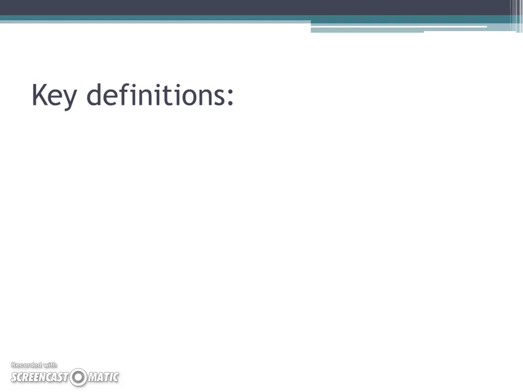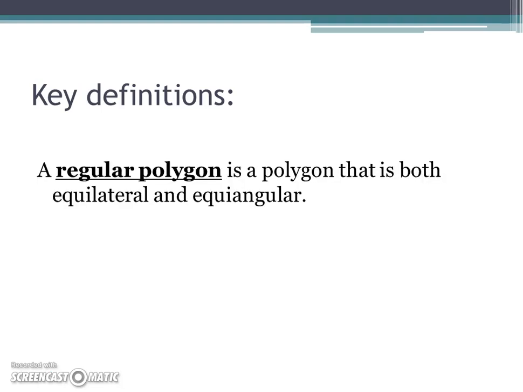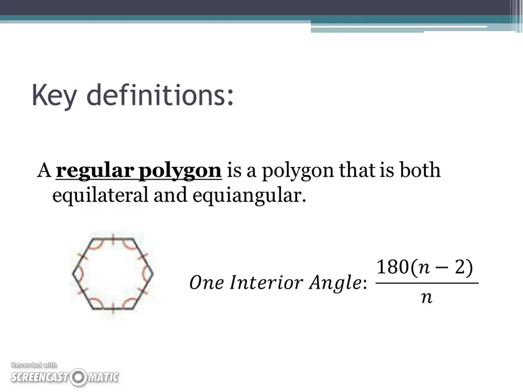Next, we need to know what a regular polygon is. Thinking back to Unit 1, it's equilateral and equiangular, meaning if we know the total amount of degrees in a polygon, then we can divide by the number of sides to find out how many degrees are in each angle. So the formula is just that 180 times n minus 2, which we already know from the interior angle sum, and we just divide by the number of sides.